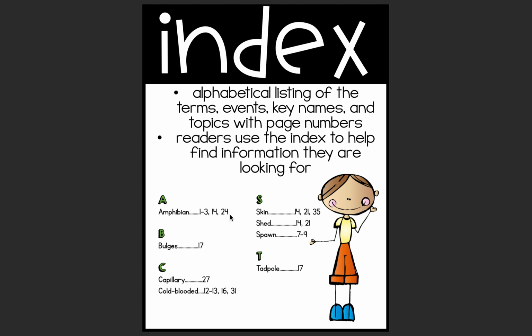This is the page numbers. Okay, so amphibians will be on pages 1 through 3. They'll also talk about amphibians on page 14 and 27. Maybe tadpoles, right? You're like, oh, I want to read about tadpoles. Well, tadpoles starts with the T. We would look under T, and it says tadpoles, and that's going to be on page 17.